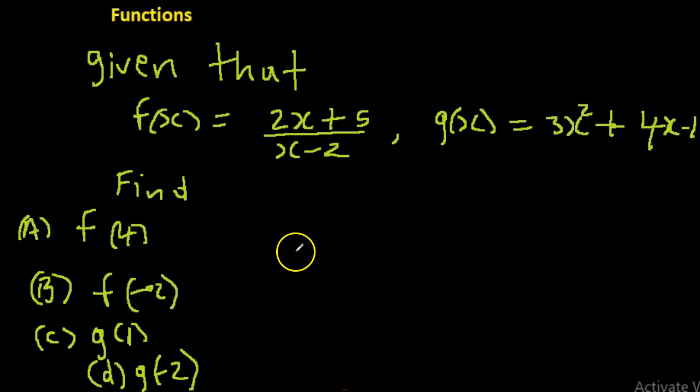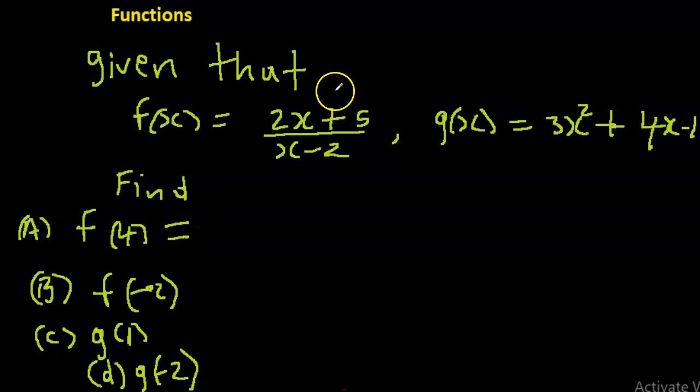Okay, let's just focus on evaluating these functions now. So I have 2 functions. F of x is 2x plus 5 over x minus 2. And g of x is 3x squared plus 4x minus 1. And we're asked to find f of 4. Now what exactly are they asking us to do? So here's the function f of x, and we're asked to calculate f of 4.